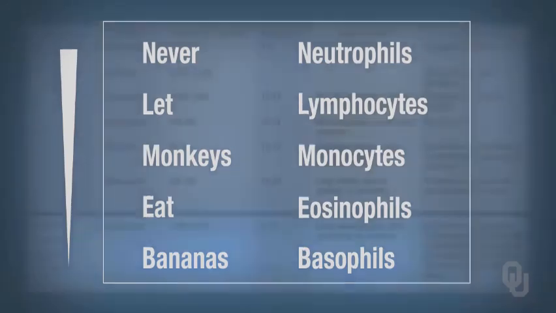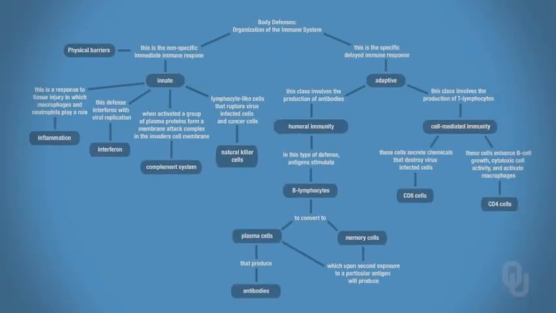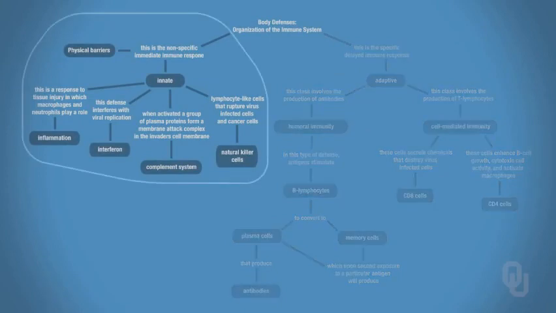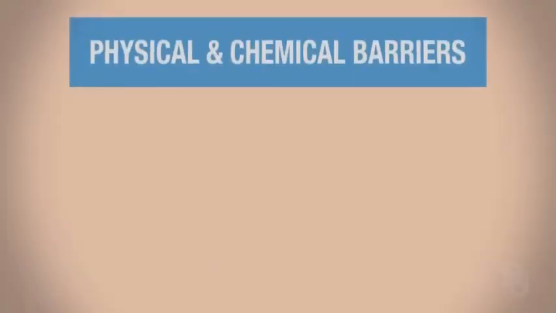Okay, so here's a flowchart that I put together to help organize the innate versus the adaptive response. So you're definitely going to want to use this as your roadmap. We're discussing the innate responses in this part, in part two. First, let's start with the physical and the chemical barriers. If you think about these as being the wall of the castle.